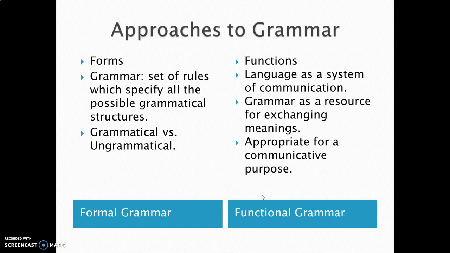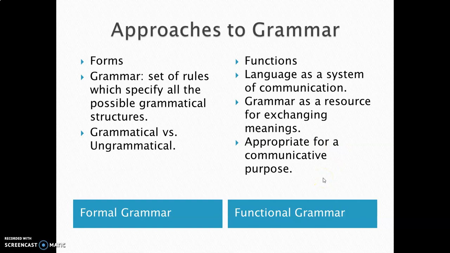If you think about the levels described by Larsen-Freeman and Celce-Murcia in their grammar book, you will see that formal grammar concentrates on the subsentential level and the sentential level, and functional grammar comprises the three levels because it also includes the suprasentential level.